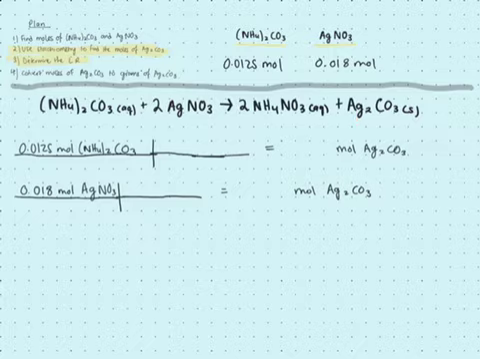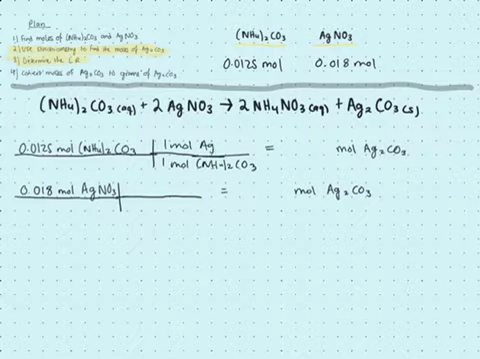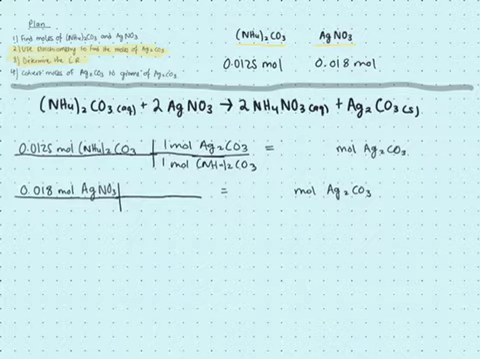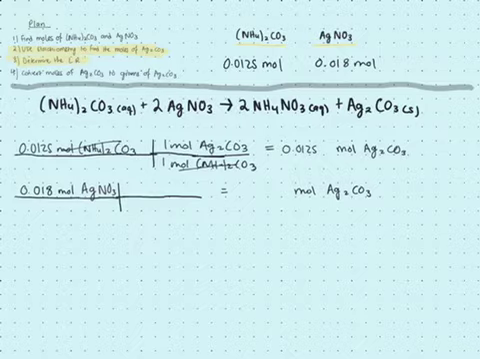So we're going to put the moles of ammonium carbonate on the bottom, since we're trying to cancel the moles of ammonium carbonate. And then 1 mole of silver carbonate on top. And this right here is called the molar ratio. So the moles of ammonium carbonate cancel, and we're left with 0.0125 moles of silver carbonate. So this is how many moles we can make if we start off with 0.0125 moles of ammonium carbonate.